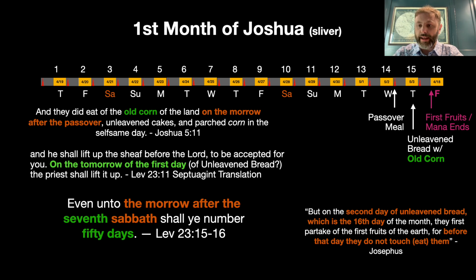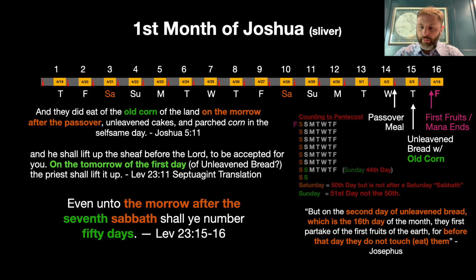So from this, we can calculate when there's supposed to be a Saturday Sabbath. If we count 7 Sabbaths from the 16th, then the day after that should be the next first fruits. So I went ahead and mapped it out, and if we have first fruits indicated by the purple F, and we count 7 Sabbaths, well, the Sunday after that will be the 44th day.